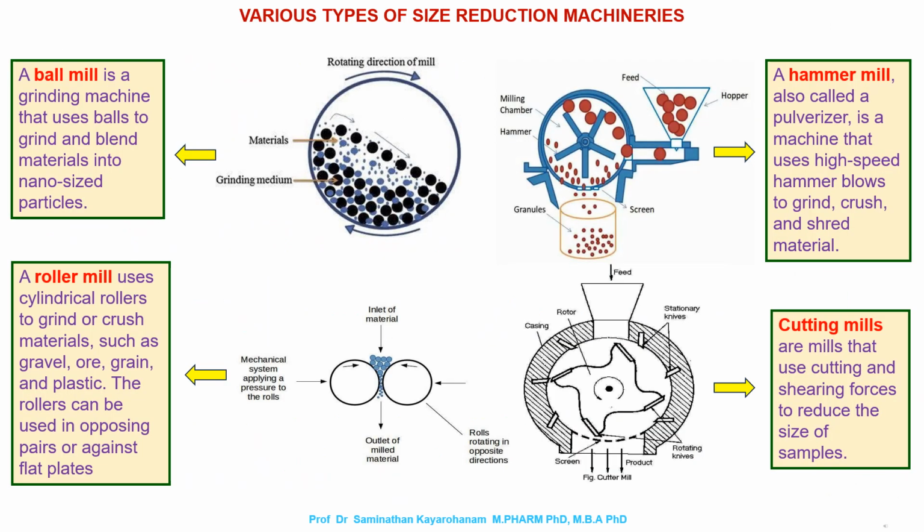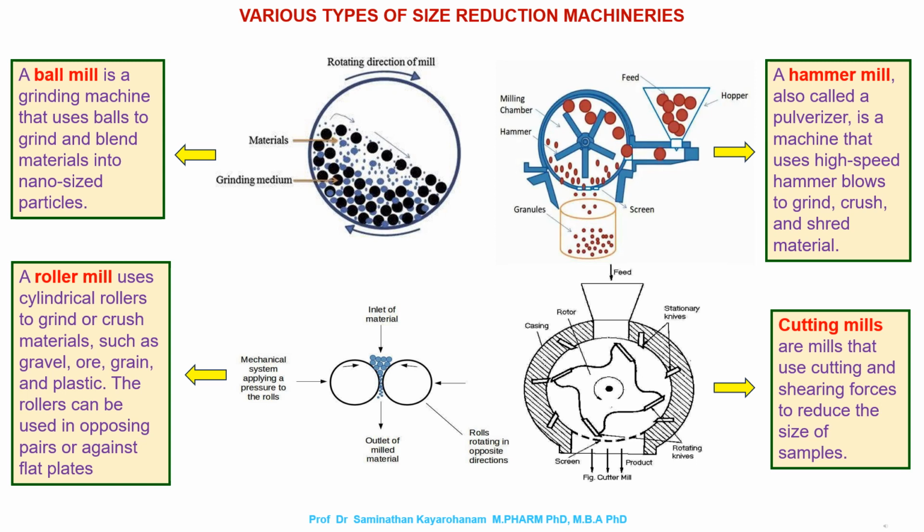Various types of size reduction machinery. A ball mill is a grinding machine that uses balls to grind and blend materials into nano-sized particles. A roller mill uses cylindrical rollers to grind or crush materials, such as gravel, ore, grain, and plastic. Other rollers can be used in opposing pairs or against flat plates.